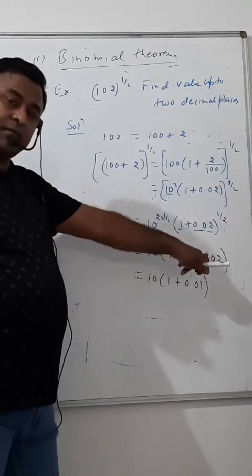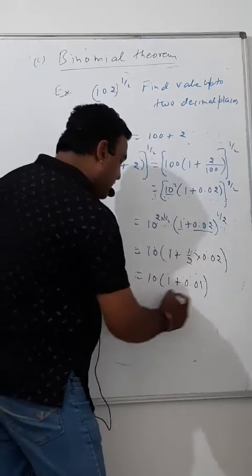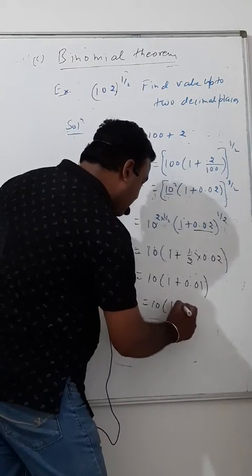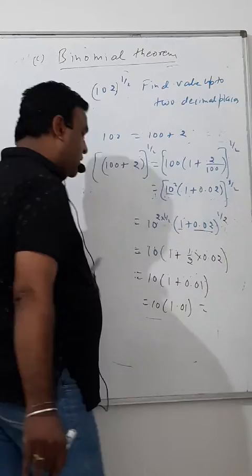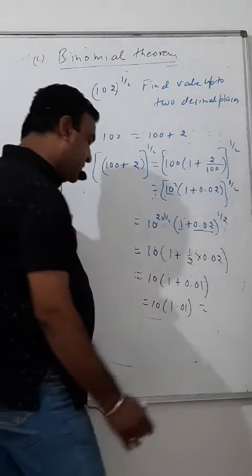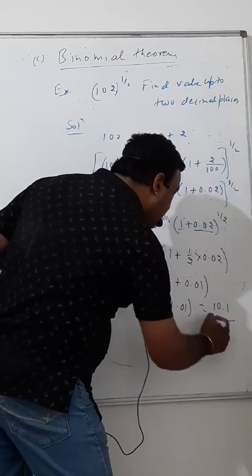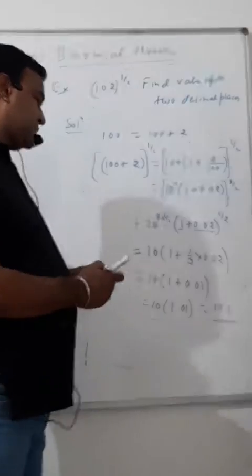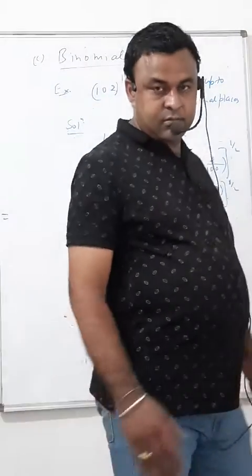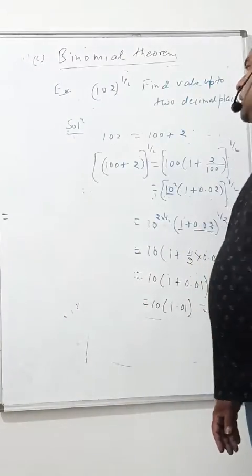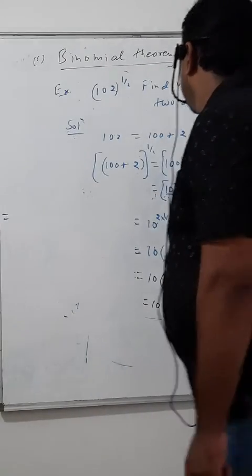I hope you are getting it. It is 10 into 1.01. You multiply it by 10, you'll get 10.1. That's our answer. But this is a numerical value.